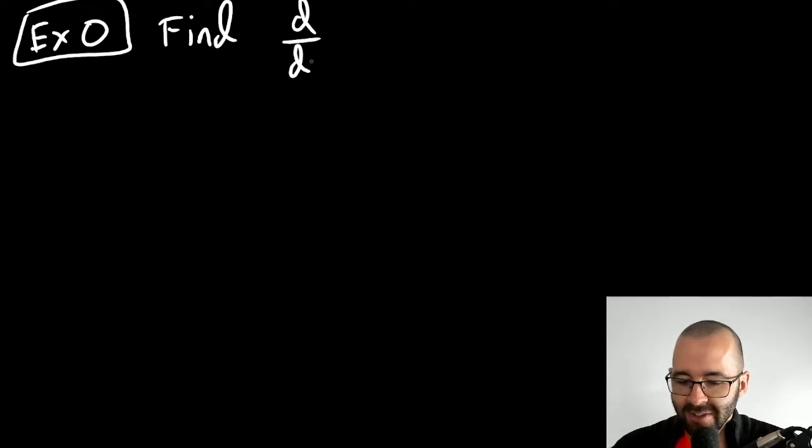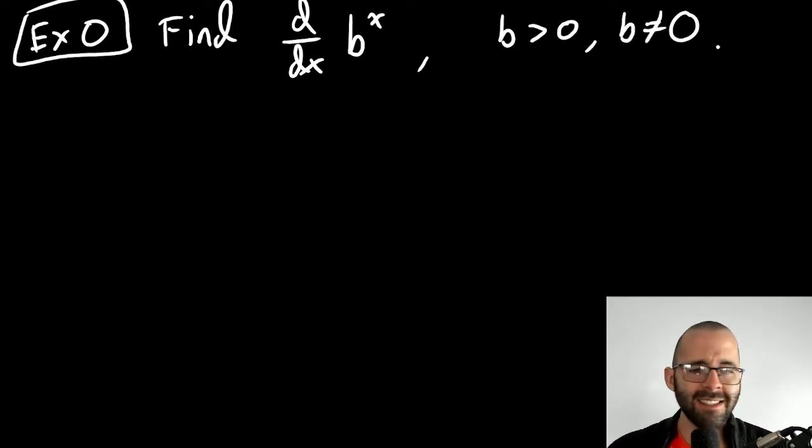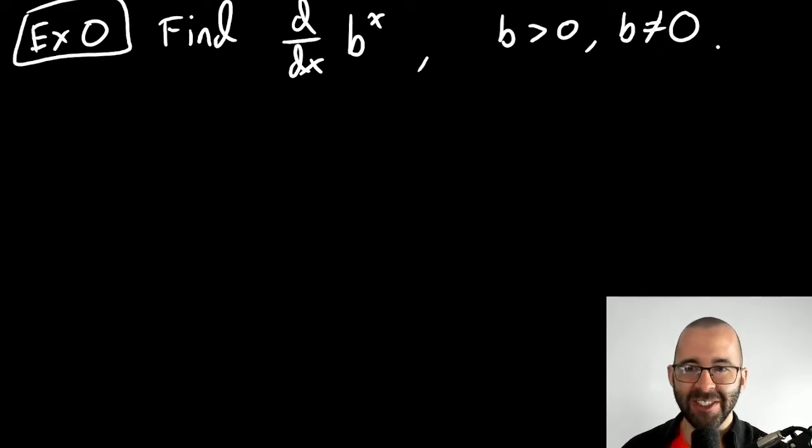Find the derivative of b to the x, where b is some positive number that's not 0. And you might say, Jason, you didn't tell us what this derivative is. How can you ask us to find this derivative without telling us? Well, student, I have an answer for you. What if I called all of you student? We're going to use something from, remember way back to the beginning of chapter 3.